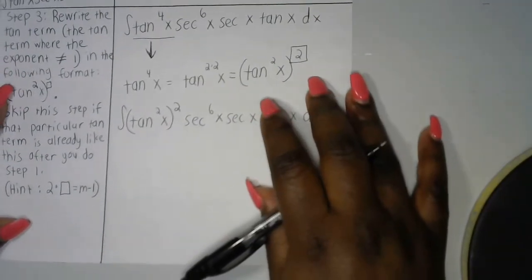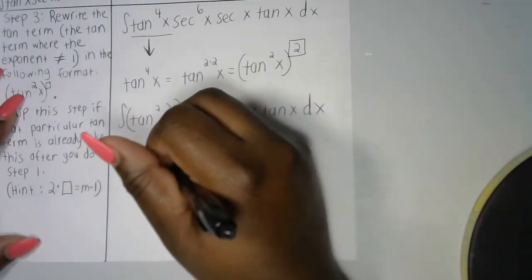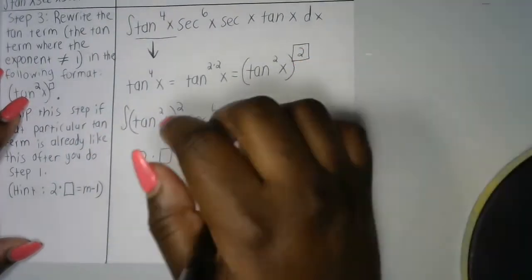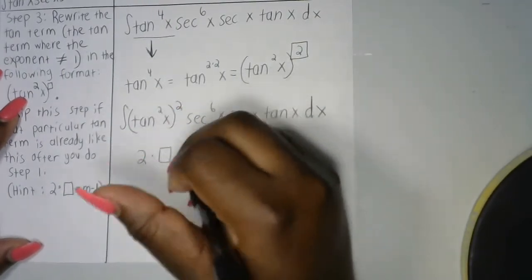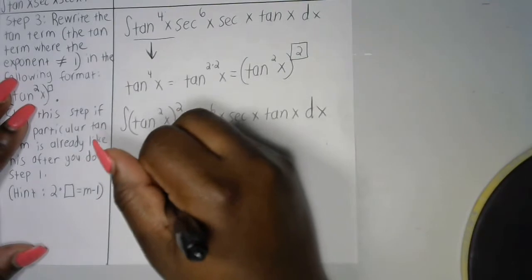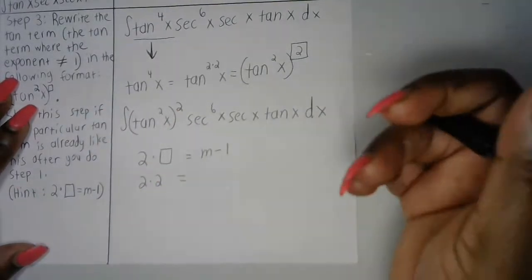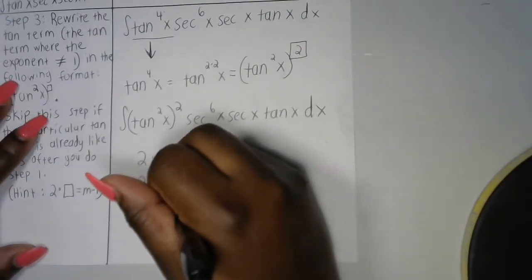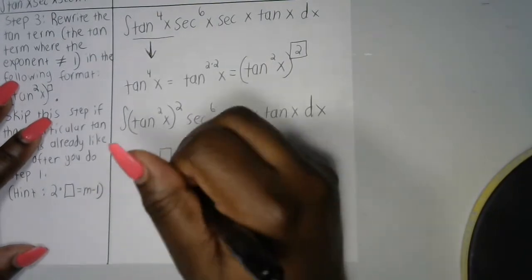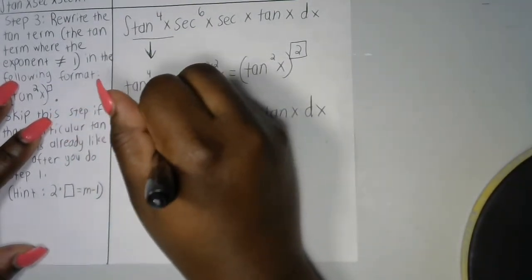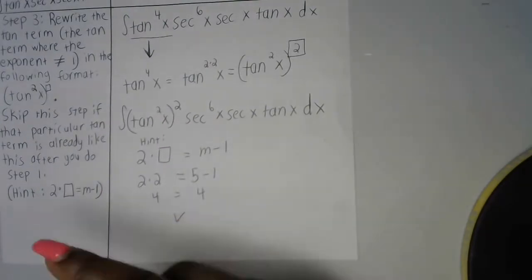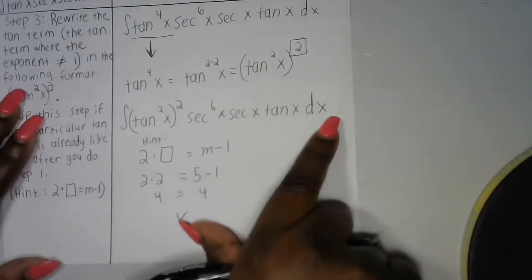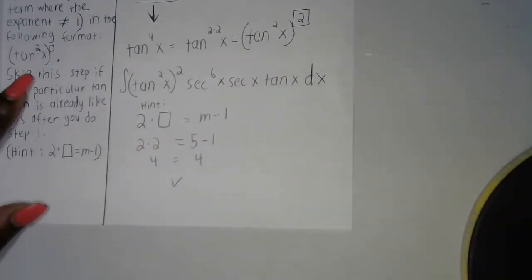And as you can see, the hint works, because if I do the hint, it's 2 times whatever's in the box, which is 2. It's supposed to be equal to m minus 1. 2 times 2 should be equal to m, which was 5, if you remember. M is 5, so that should be equal to 5 minus 1. 2 times 2 is 4. 5 minus 1 is 4. So the hint works. Let me just put hint here so people don't get lost. The hint works, so we're on the right track. So this is what we rewrote the integral as. Now that we rewrote the integral this way, let's go on to step 4.